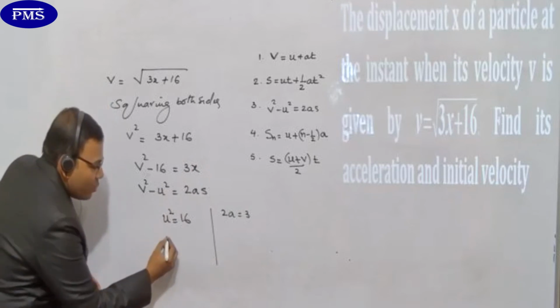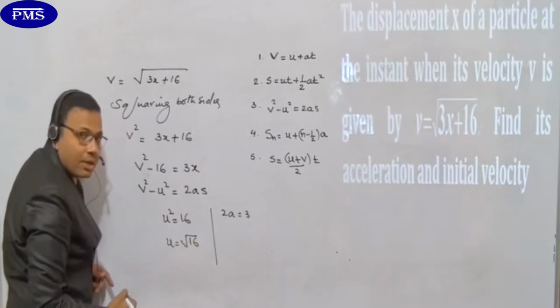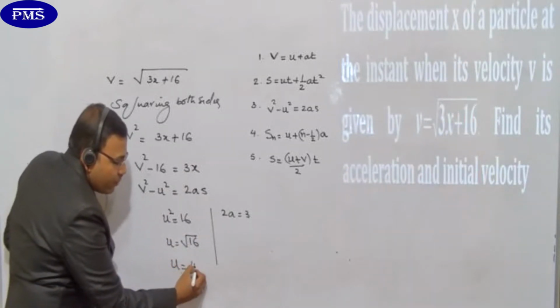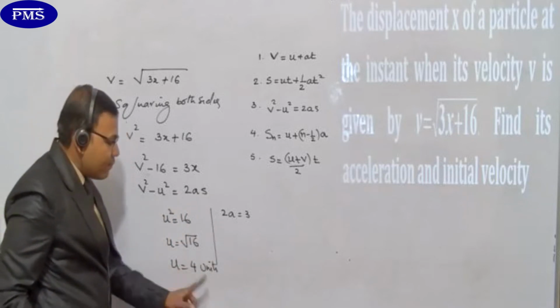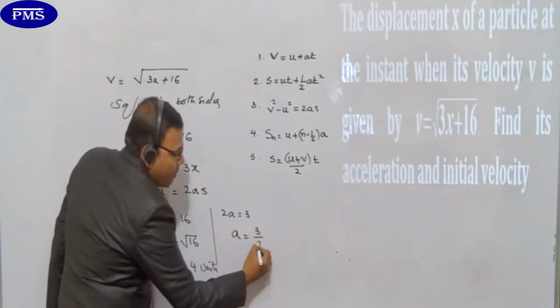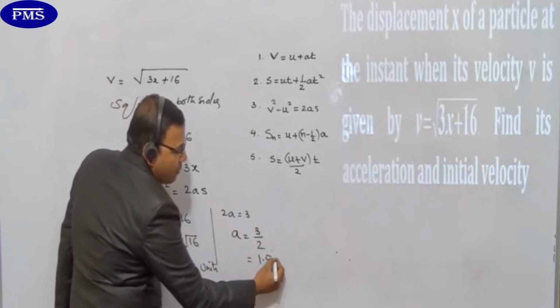Now see here students, u is equal to under root of 16 we can write. So under root 16 will be how much, beta, so u is equal to 4 units. Initial velocity is 4 units. The second part, acceleration, that is 3 by 2, so it will become 1.5 units.